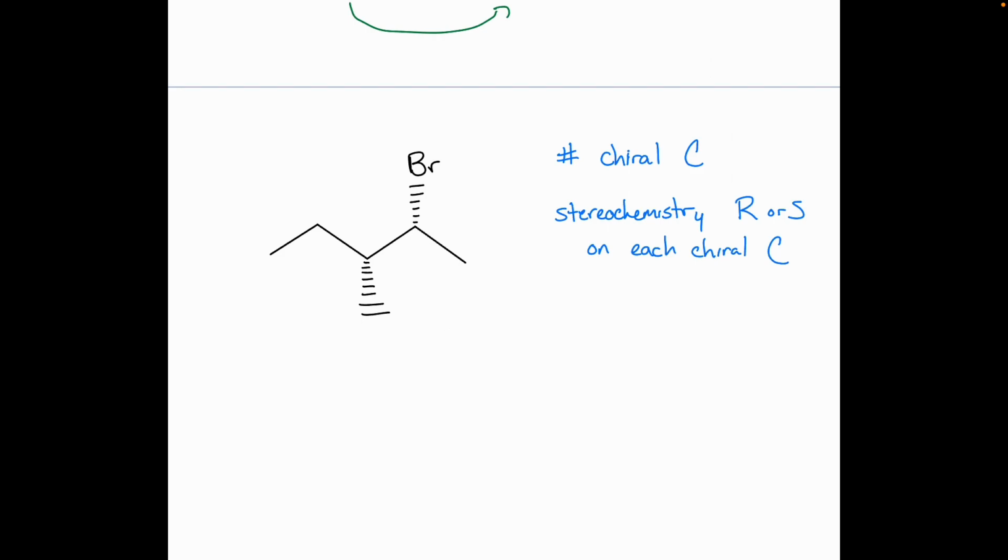Okay, so this one has how many chiral centers? 2. This one and this one. They are 2 carbons, but this one has a bromine on it, so these are not identical. All right, and so if you have 2 chiral centers, then each one is going to have its own label of R or S.